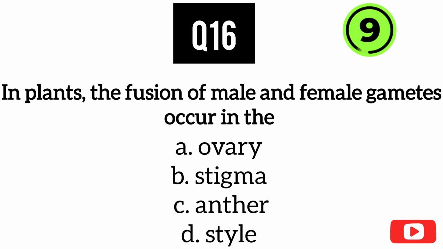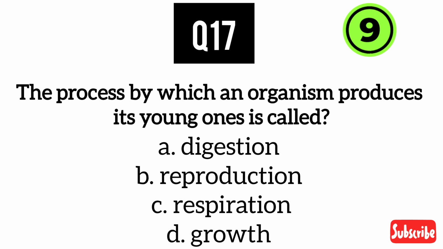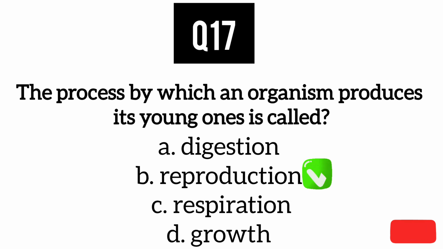Question 16. In plants, the fusion of male and female gametes occurs in the A. Ovary, B. Stigma, C. Anther, D. Style. So the correct answer is option A, ovary. Question 17. The process by which an organism produces its young ones is called A. Digestion, B. Reproduction, C. Respiration, D. Growth. So the correct answer is option B, reproduction. Reproduction is the biological process by which organisms give rise to offspring.